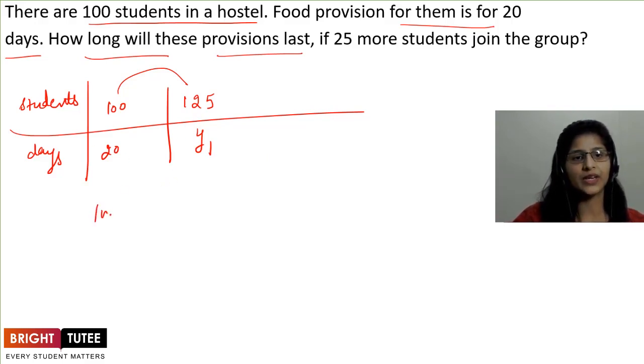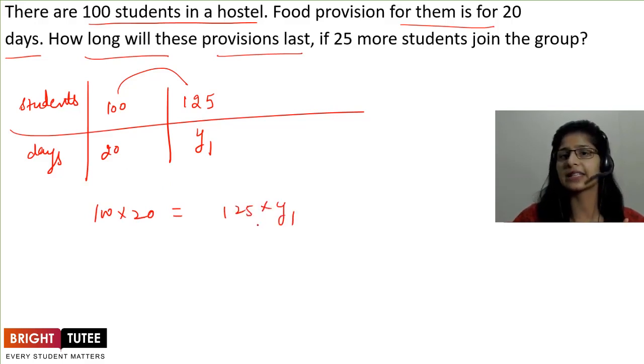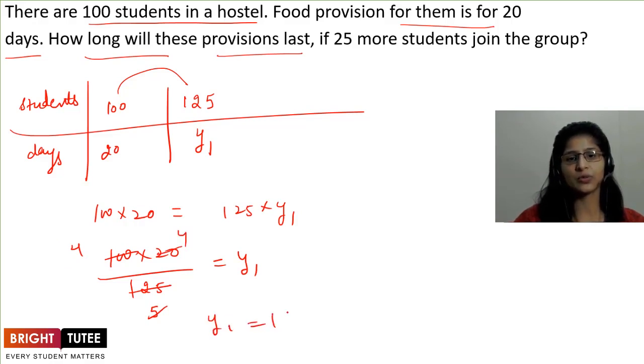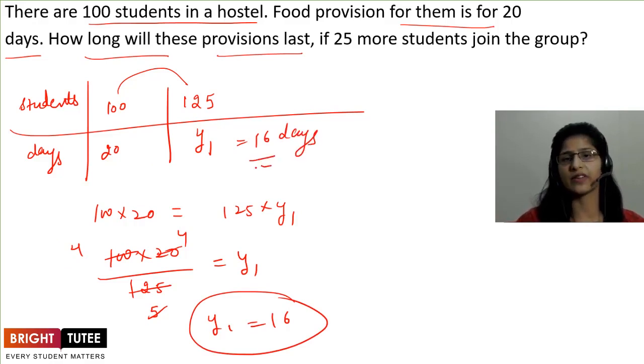So 100 into 20 is equal to 125 into y1, as this is a case of inverse proportion. So we get 100 into 20 upon 125 equals y1. 25 we can cancel definitely. 25 fours are 100, 25 fives are 125, 5 ones are 5, fours are 4. So y1 is going to be 16. So instead of 20 days, it will just last for 16 days, because now there are 125 students who will be utilizing the food instead of 100 students.